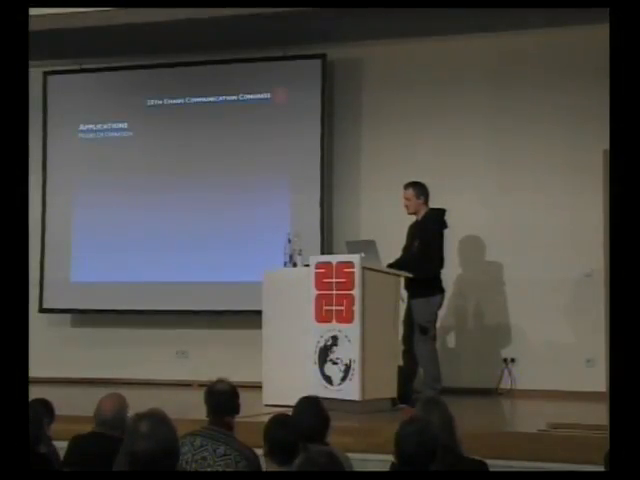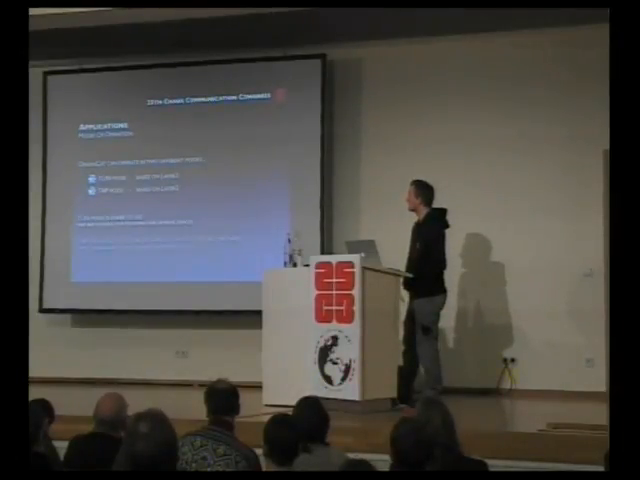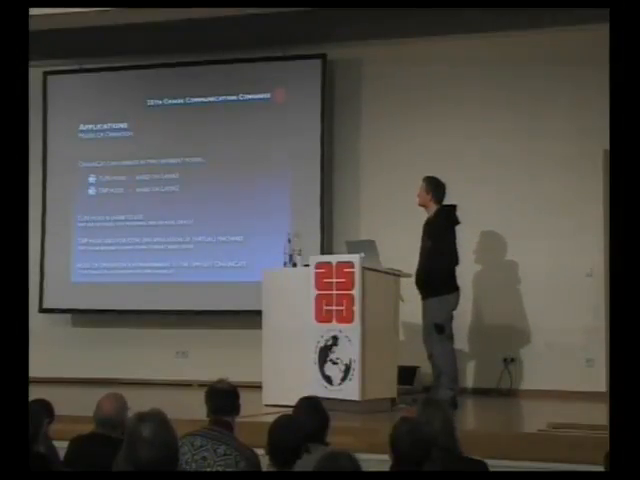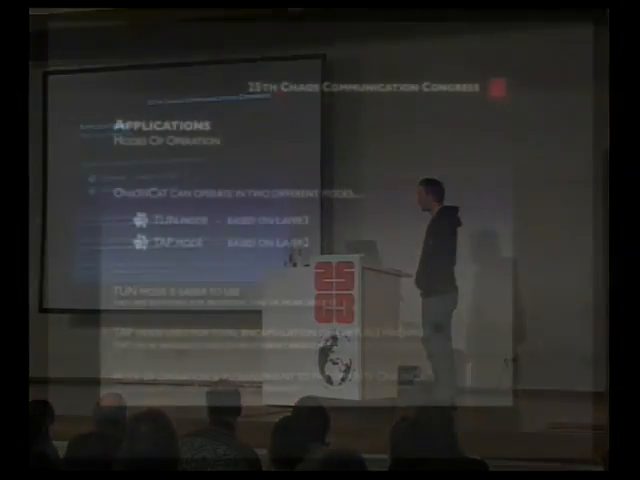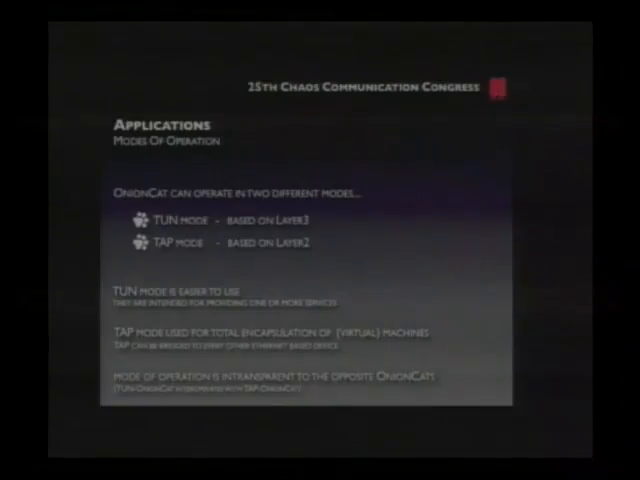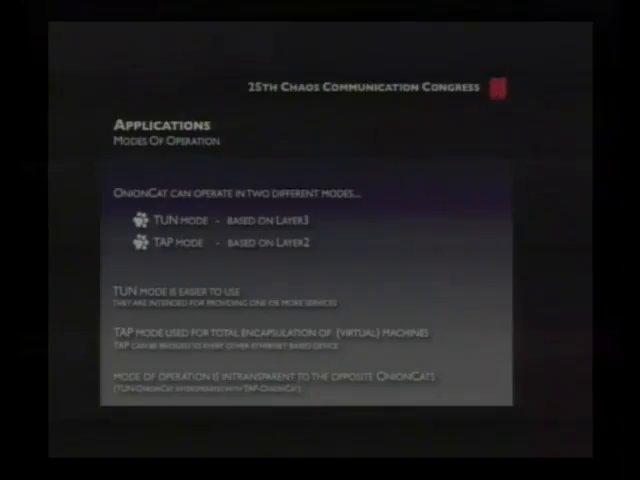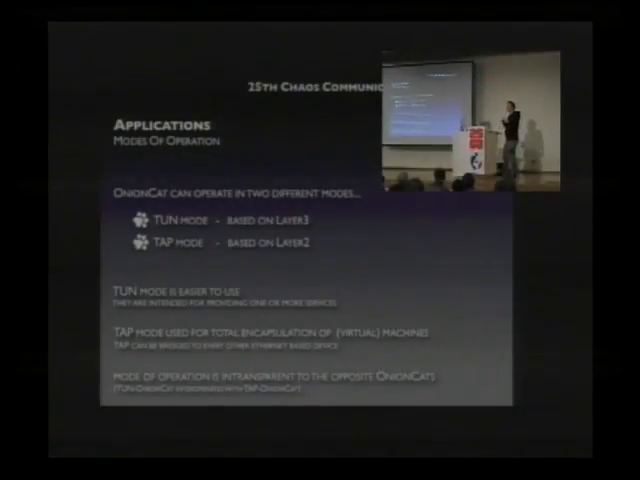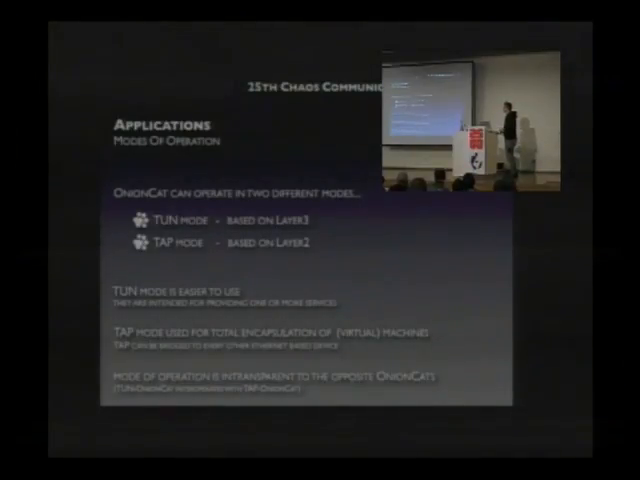Yeah, the modes of operation. We have two modes of operation. The first mode of operation is the TUN mode. It's based on layer 3. And the second is the TAP mode, based on layer 2. The TUN mode is easier to use and intended for providing one or more services, but just on one machine. So there's no routing capability. You just have services on your machine, and OnionCat connects the services into the Tor network and into the hidden services. The TAP mode is used for the total encapsulation of virtual machines.